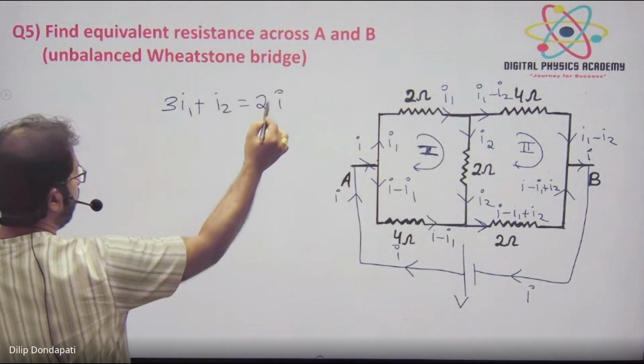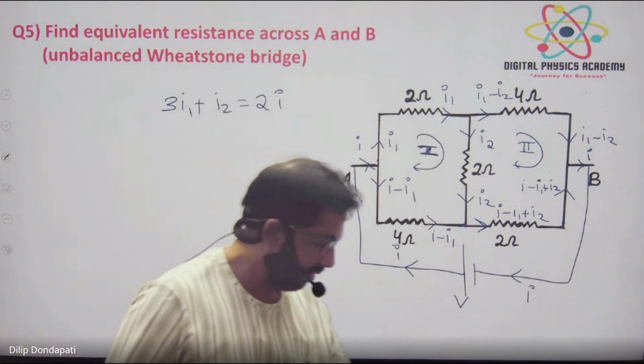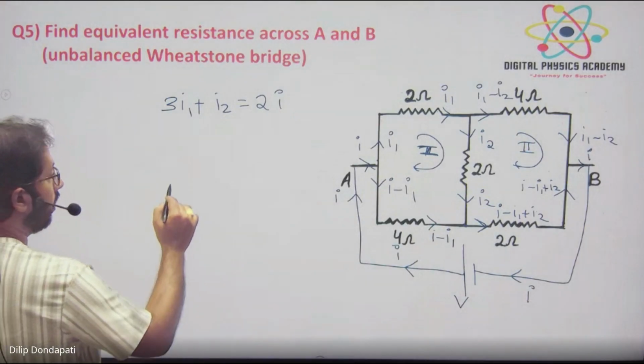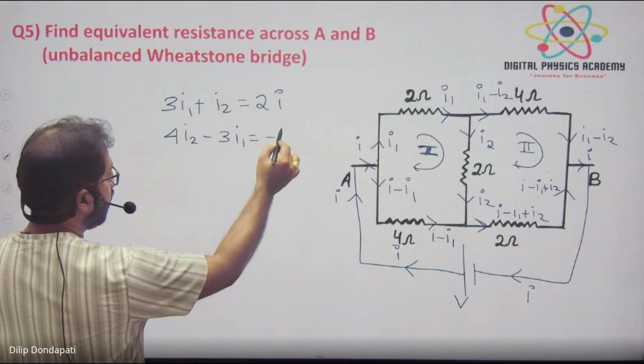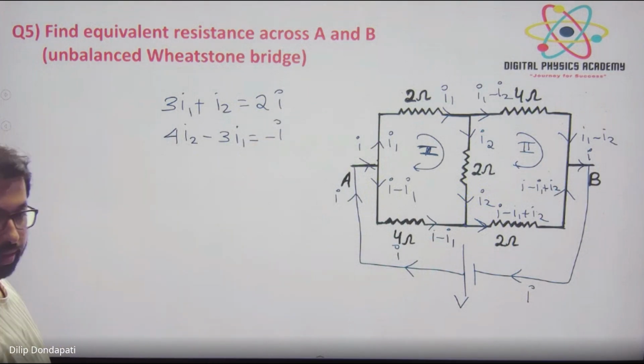The second equation: I is equal to 3I1. No, sir, 4I2 is also there. Yes, sir, I is equal to 3I1 plus 4I2. Correct. So 4I2 minus 3I1 is equal to minus I. Two equations you got. Now solve for I1 and I2 in terms of the current I.